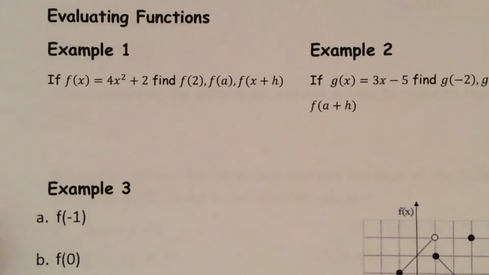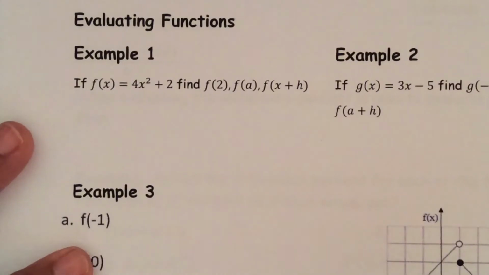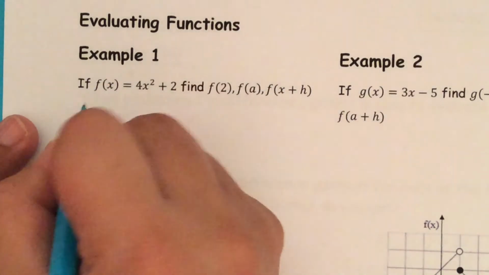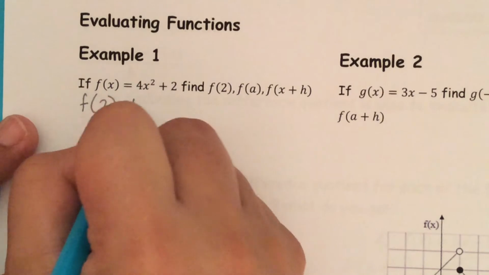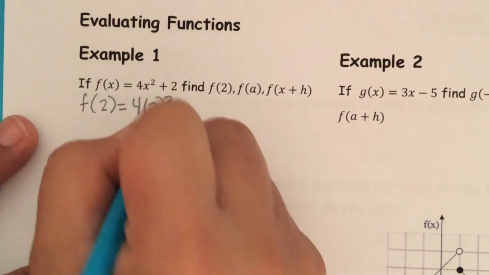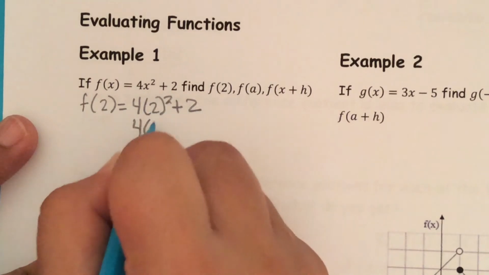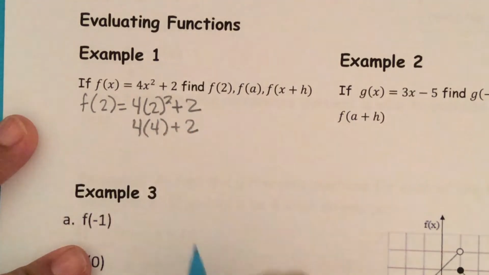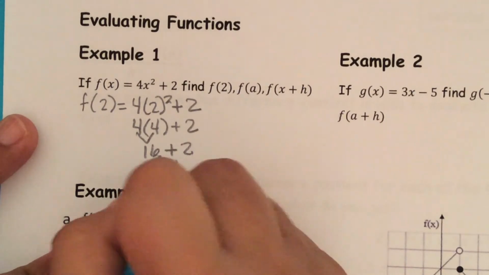Okay, then we're going to do evaluating functions. So I am going to need line paper for that, but let's start with the first one. Example 1, f of x is equal to 4x squared plus 2. So we're going to do f of 2. That means I'm going to plug in a 2 right there, plus 2. Remember, order of operations, you do exponents first, so 2 squared is 4, and then you multiply, that's 16 plus 2, which is 18.